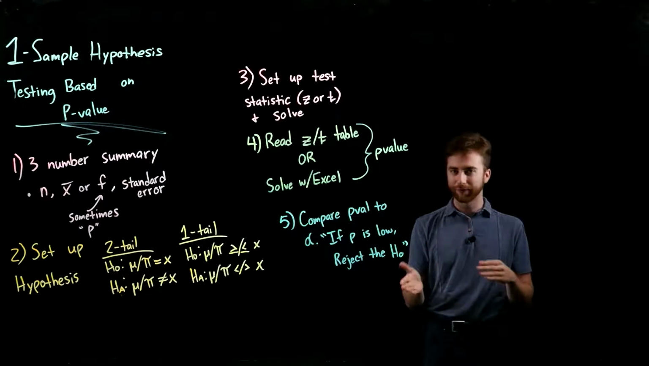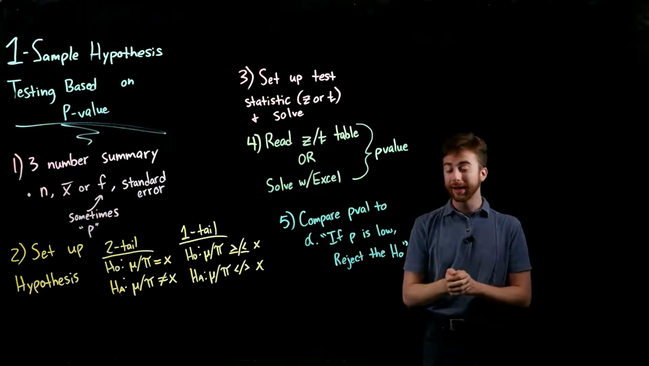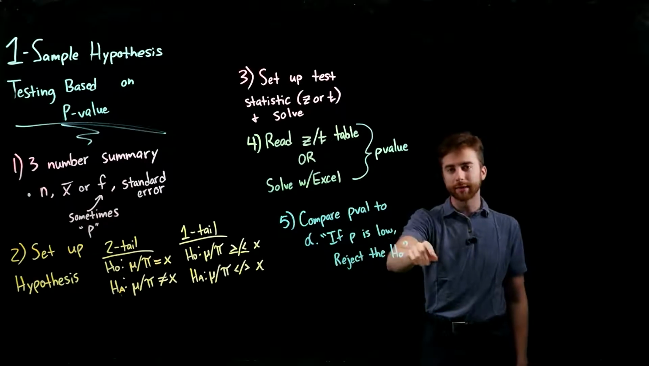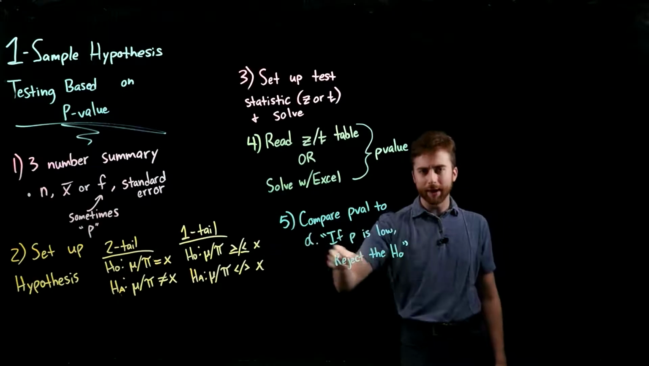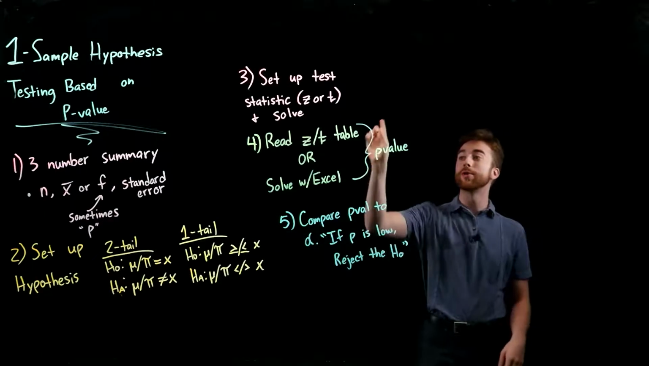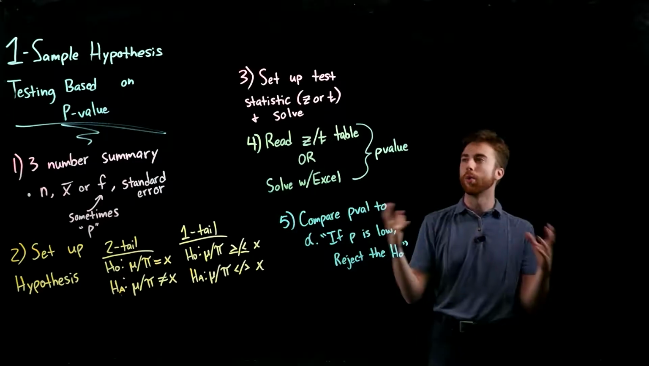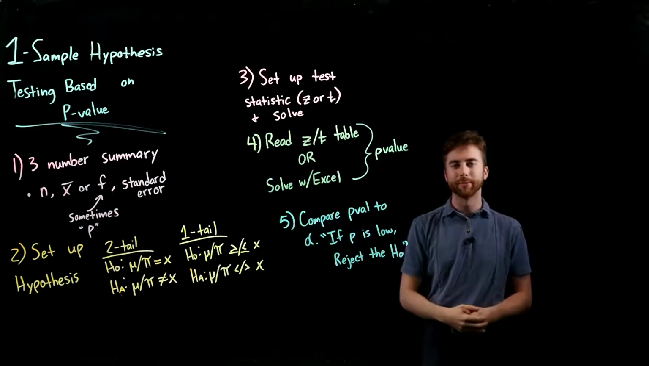Essentially, the phrase I like to tell students that seems to help a lot is: if the p is low, reject the H0. The H0, the null hypothesis. Anyway, let's go into step 3, talk about what all goes into that, and then we'll segue into a couple of problems.